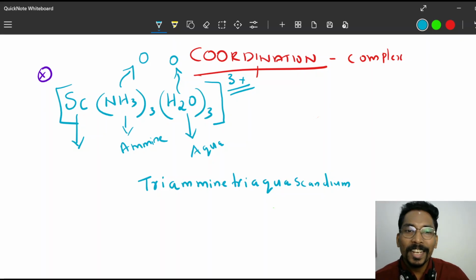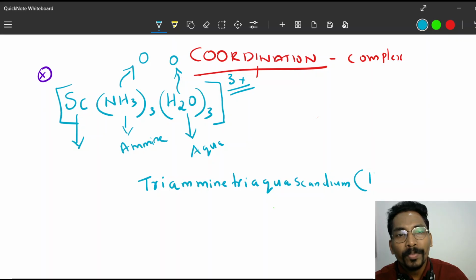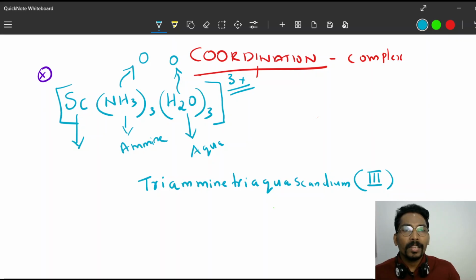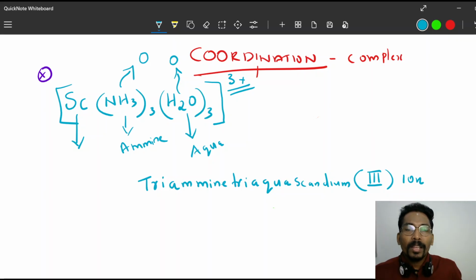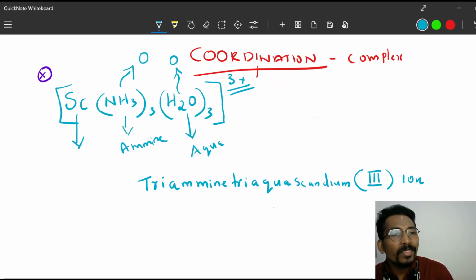What is the oxidation state? Oxidation state is +3, so write in bracket +3. Okay, 3 is enough. Ion, because this is an ion. So triamine, triaqua, scandium(3) ion. So this is the name of this particular complex.